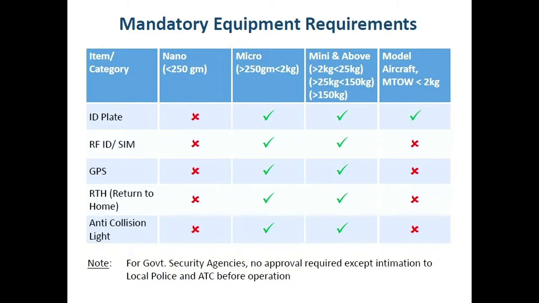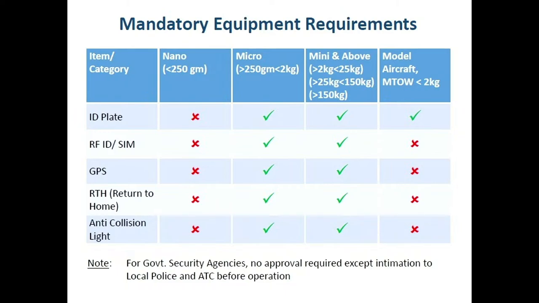If it goes beyond your line of sight or flies away, suppose radio communication is cut off, then this RTH feature is there. The moment communication is lost, you can set the limit in the software. You can say if there is no communication for more than 5 seconds or 10 seconds, it will come back to your pre-identified or home location. So these are certain safety features which are required now.